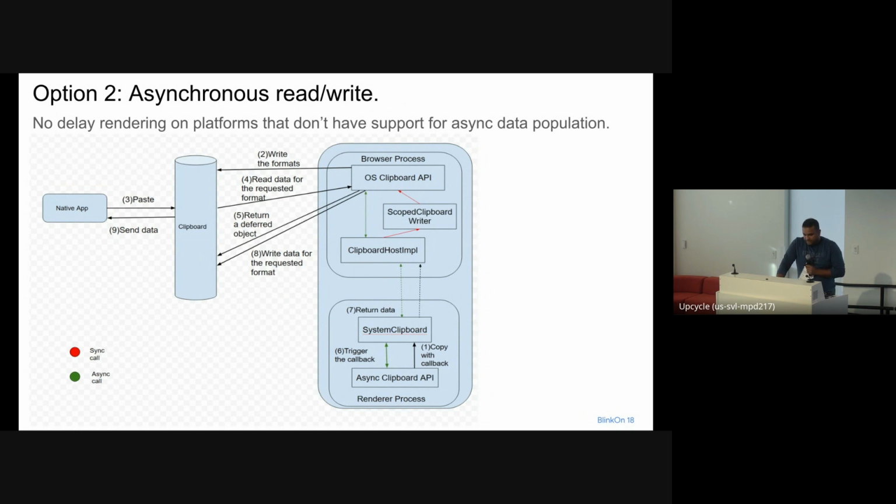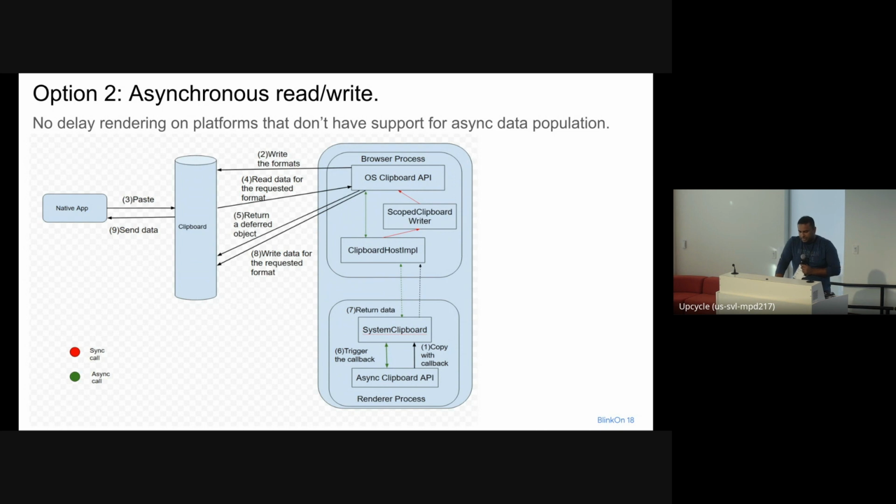So in step 4, when the data is requested by the system clipboard in the browser process OS clipboard API, we create a deferral object and return it back to the system clipboard. You can think of the deferral object as a promise-based object, which gets resolved with the data later. And once we return the deferral object, the call returns, and we don't have to block the browser process. We post an async task to the clipboard host simple to fetch the data from the render process. The clipboard host simple makes an IPC call to the system clipboard, which then triggers the callback, and the data is returned back to the browser process.